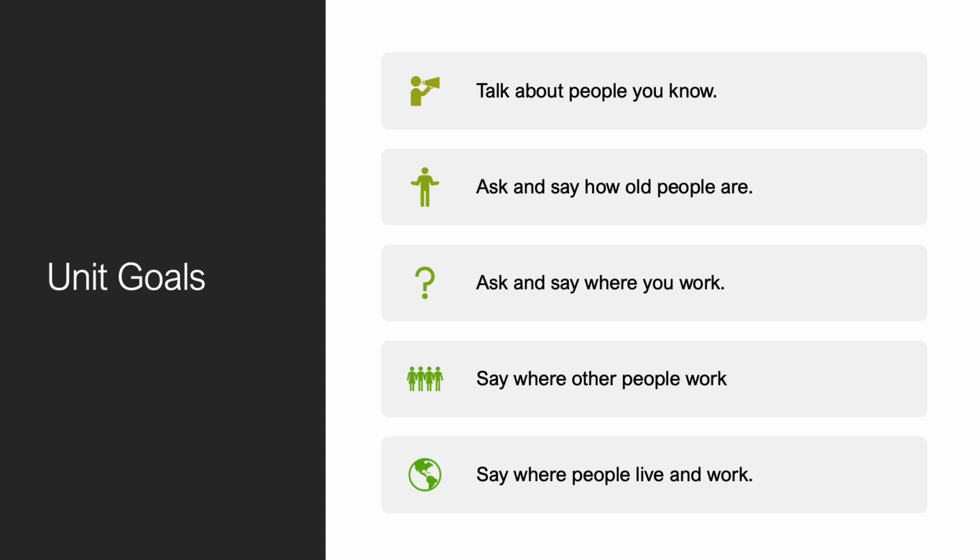The second one, ask and say how old people are. Ask and say where you work. The fourth goal, say where other people work. And the last one, say where people live and work.